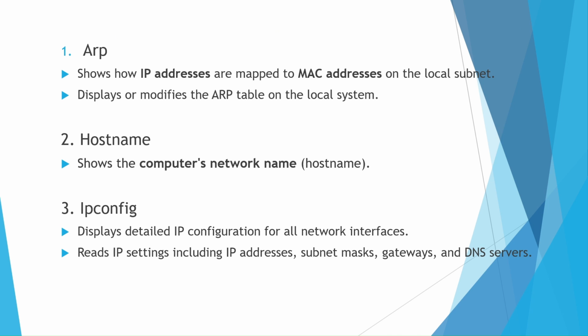The second command is the hostname. It just simply shows the computer's network name. Third is the IP configuration. IP configuration is the Internet Protocol configuration which displays the current TCP/IP network configuration values and can renew or release DHCP assigned IP addresses. It also reads IP settings including IP addresses, subnet masks, gateways, and DNS servers.